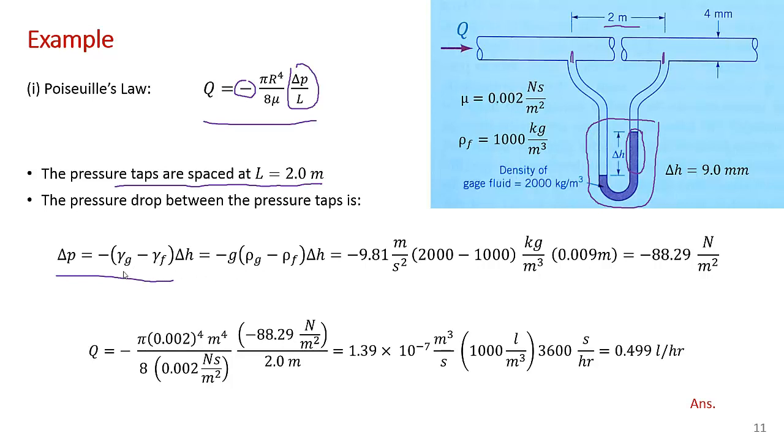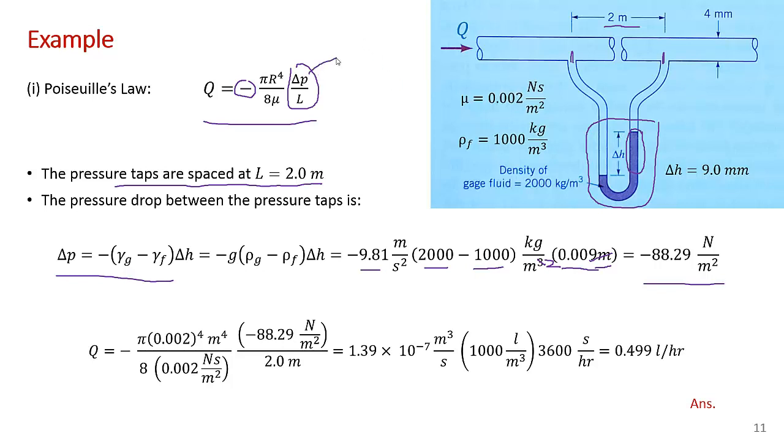And of course, gamma equals rho G. And so we have 9.81 meters per second squared for G. The gauge fluid's 2,000. The fluid in the pipe is 1,000 kilograms per cubic meter. And then our deflection of our manometer is drawn up on the right-hand leg, 9 millimeters. So you can check the units here. We've got kilogram meter per second squared is a Newton, and this makes this meters squared. So the units work out. We have minus 88.29 pascals, or newtons per square meter.